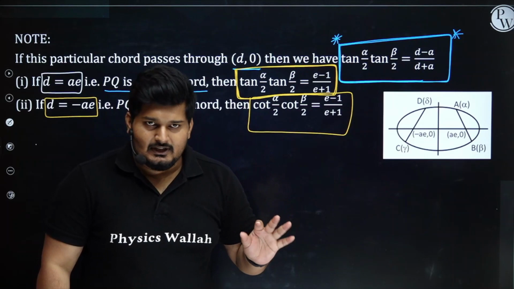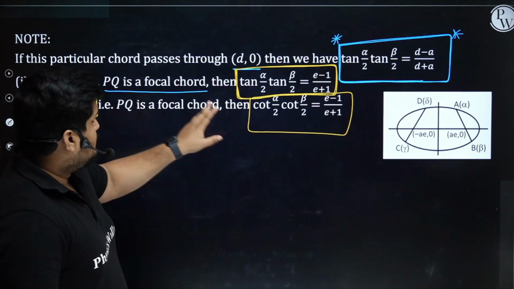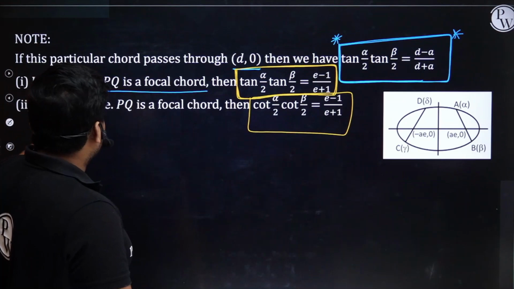Clear? Now if you have any confusion about how it is derived, basically we are putting the point a comma 0 in the previous equation, and then we are solving. You'll get it. Clear? Remember it.